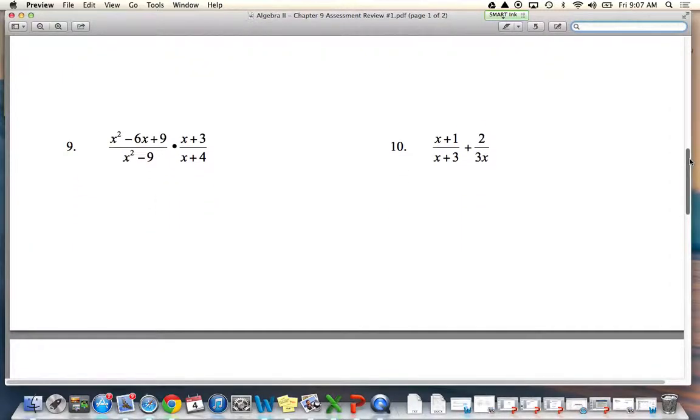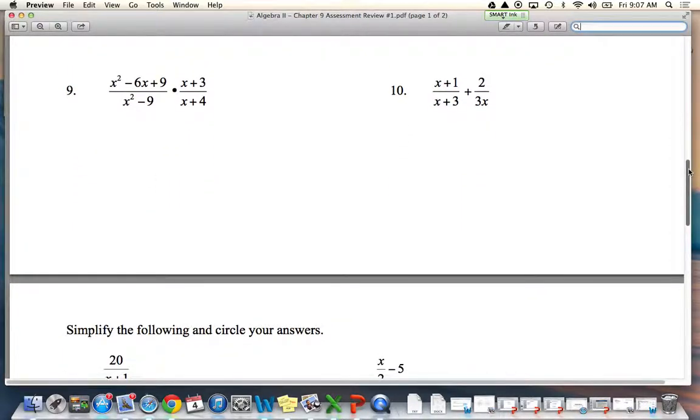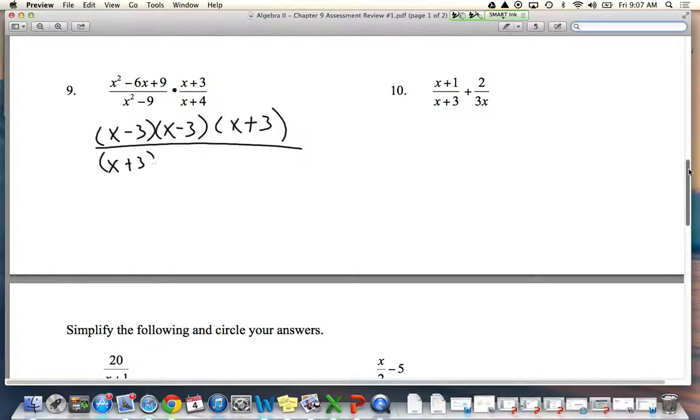Okay, let me clear this up a little bit for you. Next two. Okay, again, multiplying fractions. I'm going to do the same thing. I'm going to factor the tops here. So it looks like I've done this already. X minus 3 and x minus 3. And over here I have an x plus 3. On the bottom, another perfect square, x plus 3, x minus 3, and then I have just the little x plus 4 all hanging over here by itself.